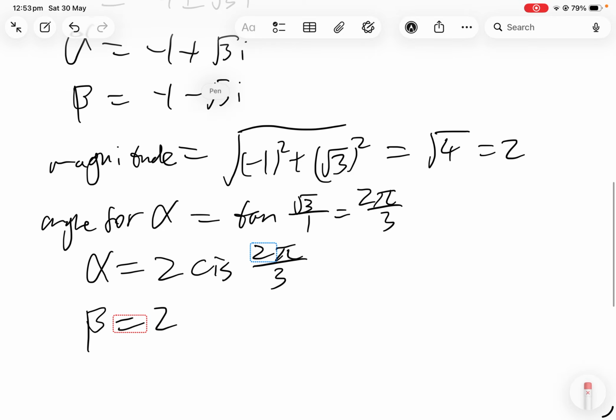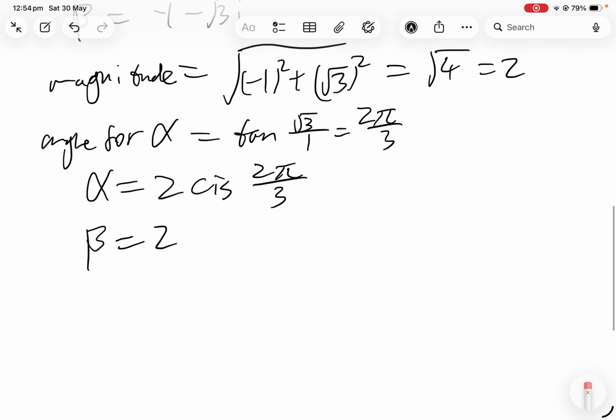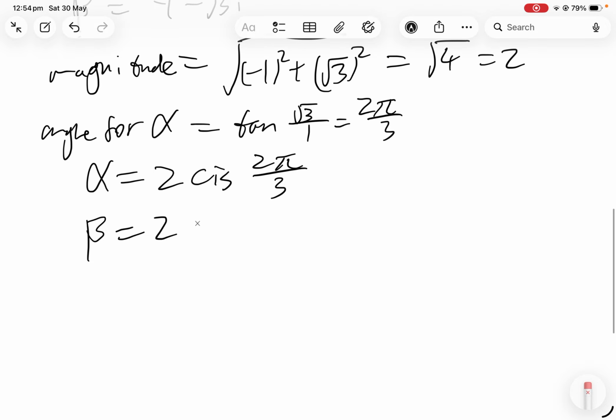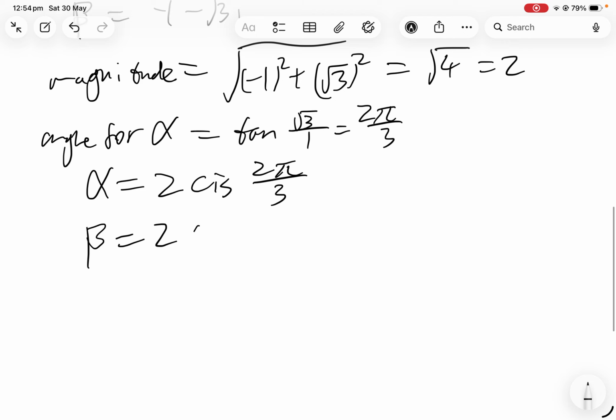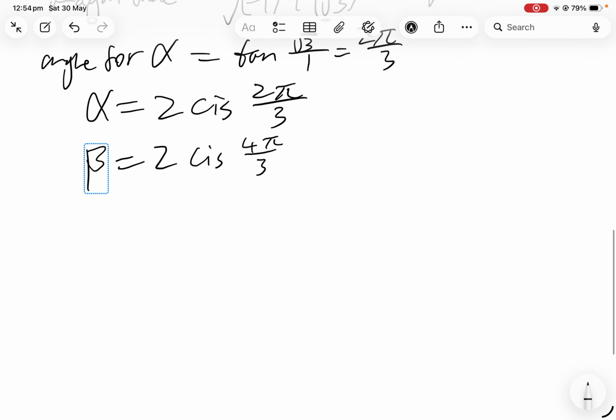And for beta, as we know, the reference angle is pi over 3. So this should be in the third quadrant. So it's just pi plus pi over 3, so that's 4 pi over 3. That's it for part A.